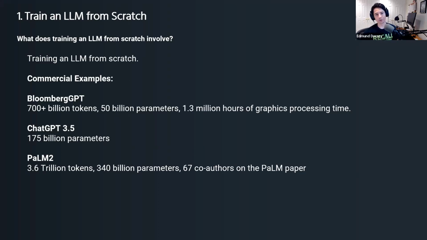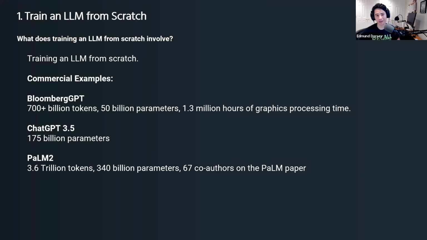That data input is represented as tokens. You can think of a token as a short word. It's not exactly a word, and it's not exactly a letter. For the English language, depending on the tokenizer you're using, they're around 4 characters. So I like to think of them as just short words, but you can see with PaLM, 3.6 trillion short words. That's a lot of information.